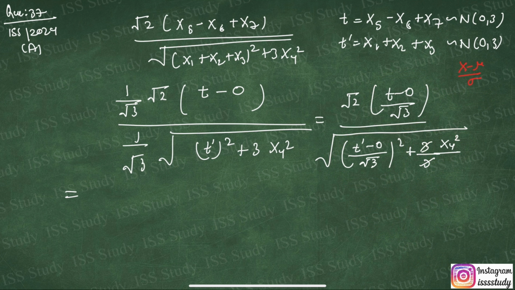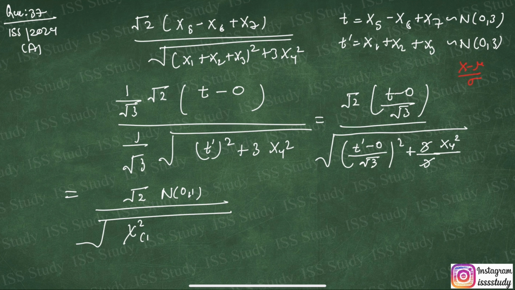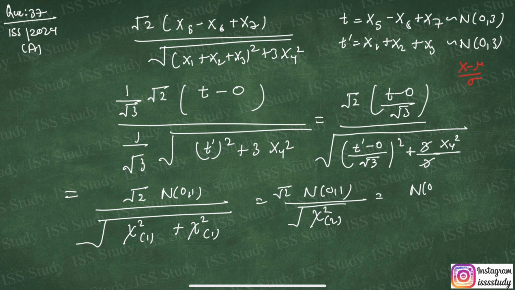Okay, so finally I am going to rewrite it. I will write root 2, this is normal(0, 1), and in the denominator, this is chi-square with 1 degree of freedom plus chi-square with 1 degree of freedom, which is equal to this normal(0, 1), root 2, and chi-square with 2 degrees of freedom. Now I'm going to take this root 2 in the denominator. So we now have normal(0, 1) and the root of chi-square distribution with 2 degrees of freedom divided by 2. Now you can see this is the form of a t distribution.